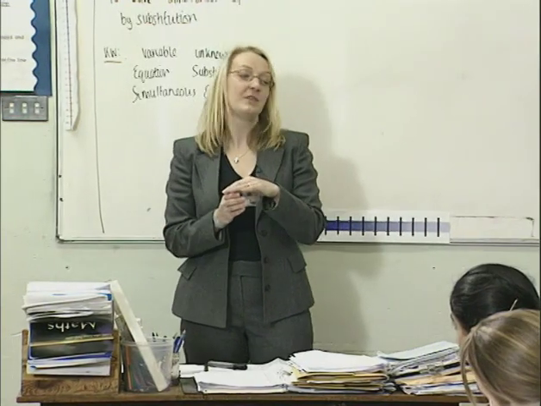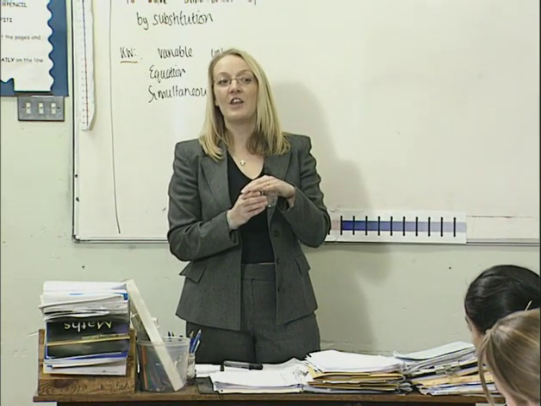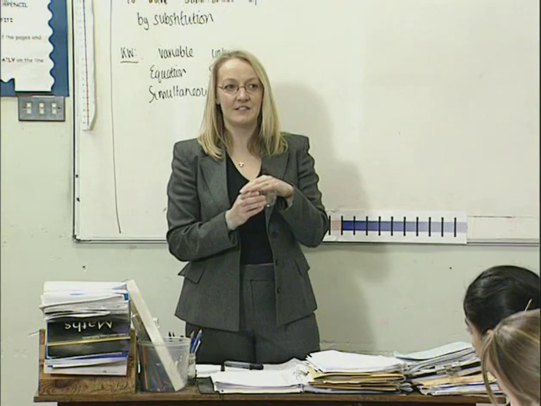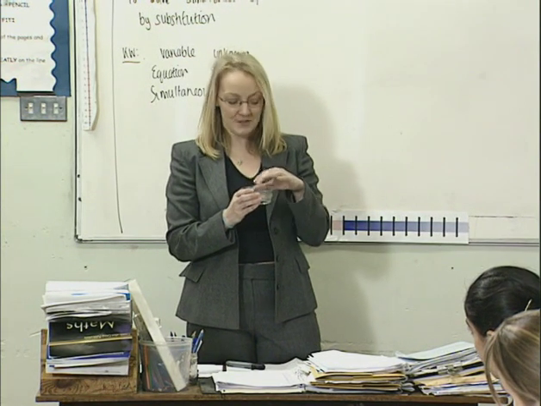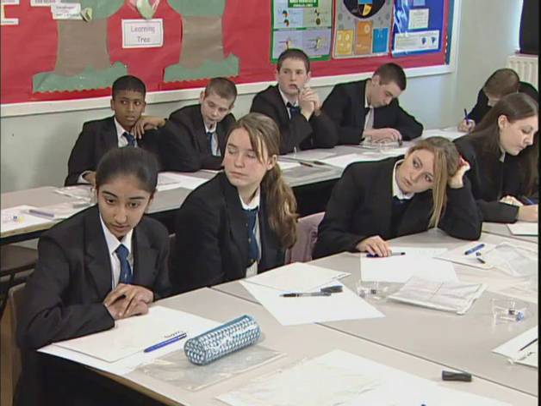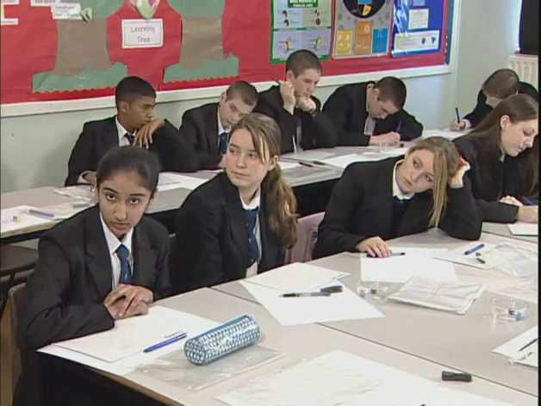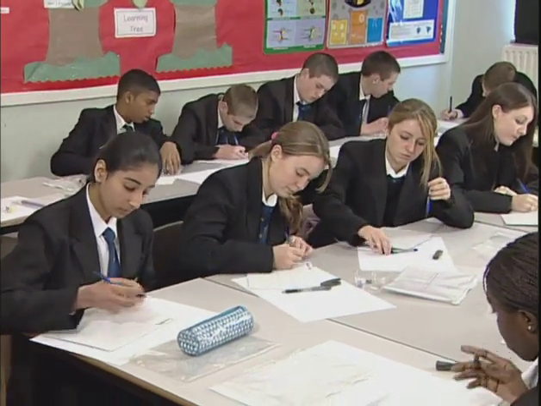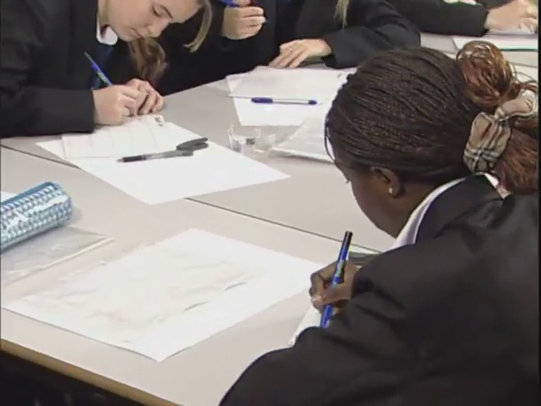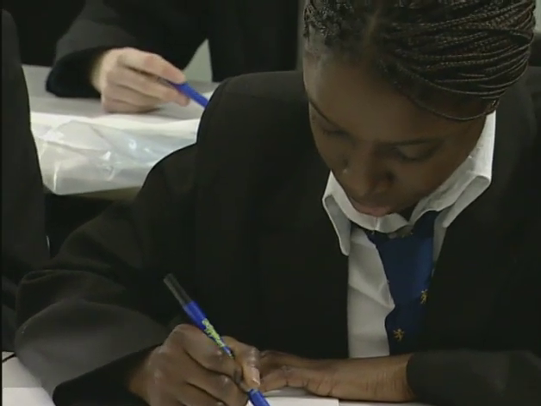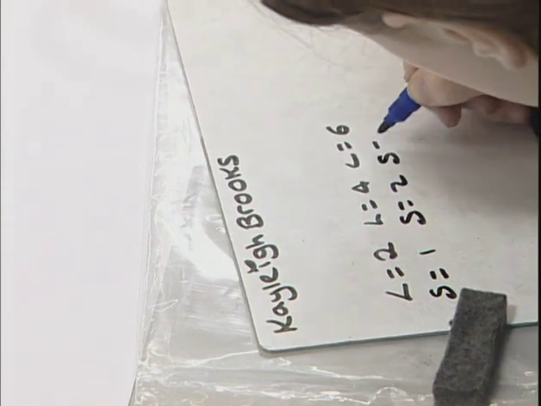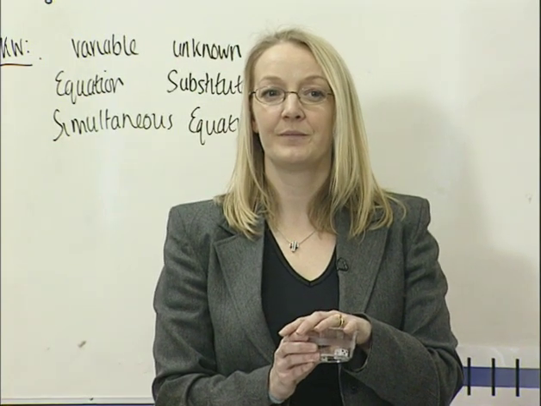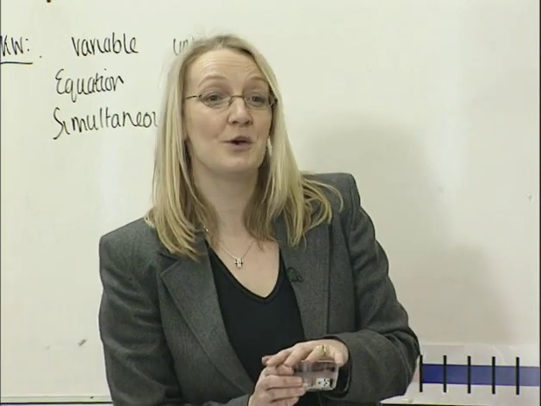Okay. The score on the large dice is twice that of the score on the small dice. Write down the possible scores I could have. Okay. 3, 2, 1, show boards.